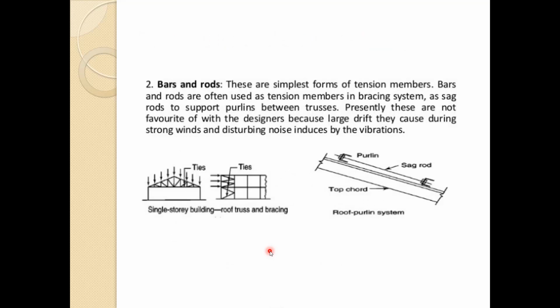Next are bars and rods. These are the simplest form of tension members. Bars and rods are often used as tension members in bracing systems, and as sag rods to support the purlins between trusses. Presently, these are not a favorite of designers because of the large dip they cause during strong winds and the disturbing noise induced by vibrations. So here you can see the sag rods. These are the purlins and these are the sag rods.